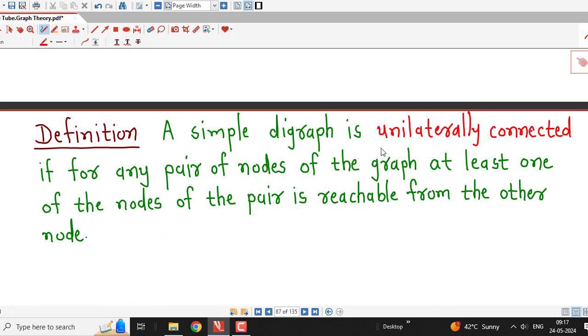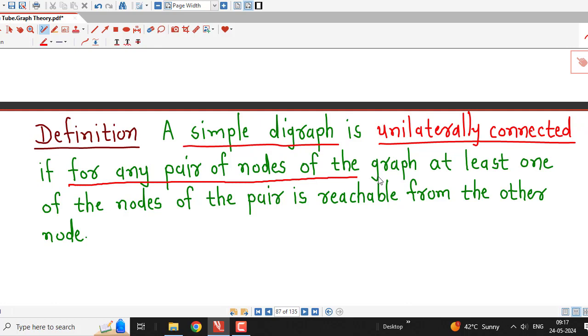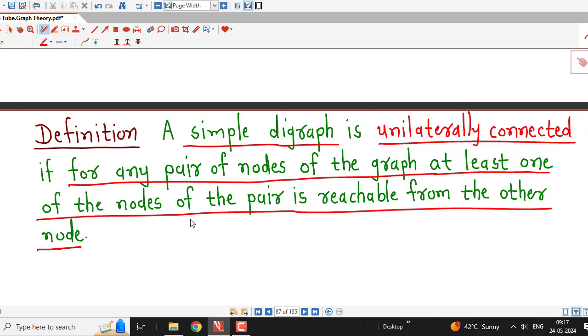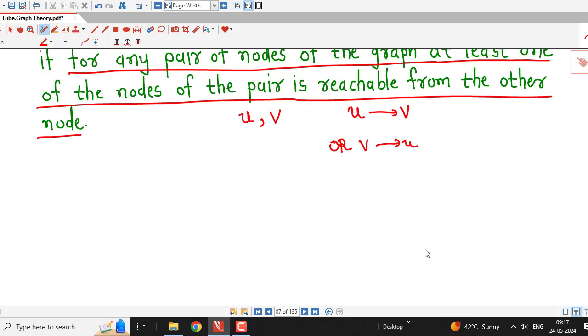This is for unilaterally connected, a simple digraph. Simple digraph means a graph without parallel edges and loops. A simple digraph is unilaterally connected if for any pair of nodes of the graph, at least one of the two nodes of the pair is reachable from the other node. Or in other words, if we take any pair U, V of nodes in the graph, then either there is a path from U to V or there is a path from V to U.